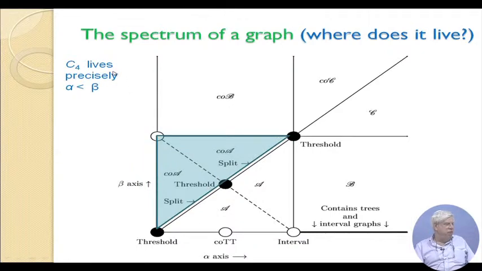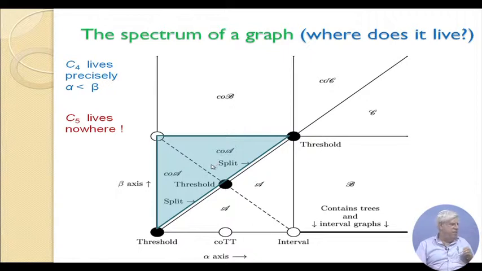What about C4? Well, C4 lives in this upper triangle, but not on the diagonal because these are all split graphs. So you can't have any cycles there. So split graphs, so C4 lives here. You would never find a C4 on that side. He only stays on this side.